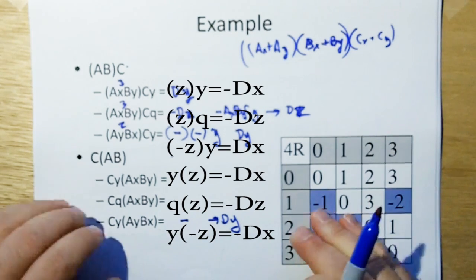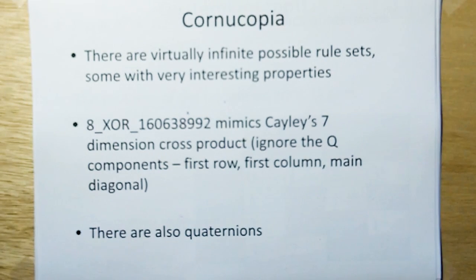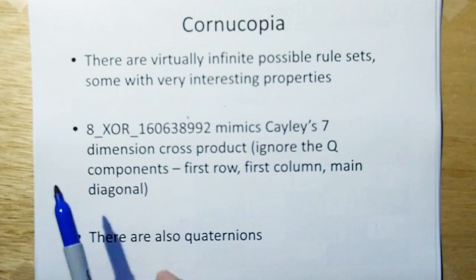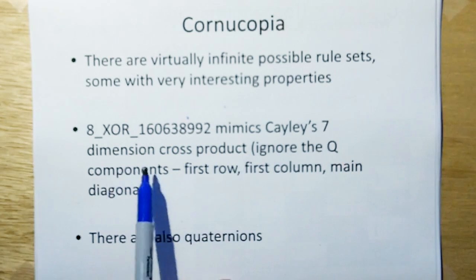But you can go through that yourself. We're going to show you simplified examples going further. So we have a cornucopia here. There are virtually infinite possible rule sets, some with very interesting properties. For example, 8-dimensional XOR 160638992 mimics Cayley's 7-dimensional cross product.